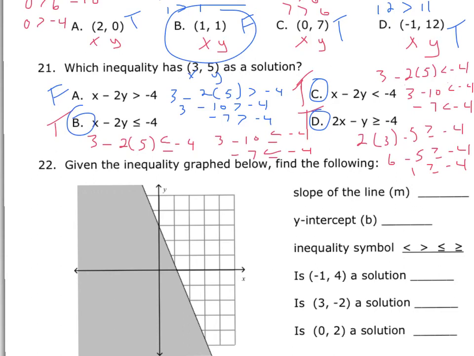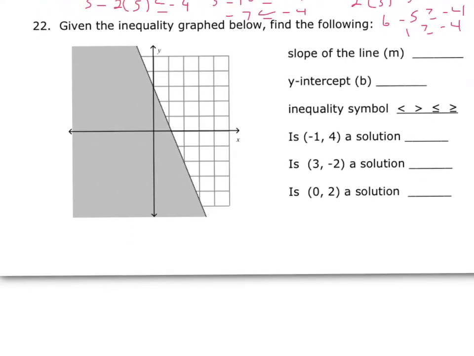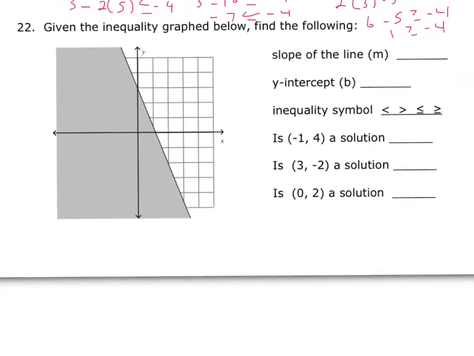It's not written as a mistake like that. All right, number 22. Given the inequality graph below, find the following. All right, slope of the line, or the M. We just need to find 2 points that we can use. I see one here, and another good point here.